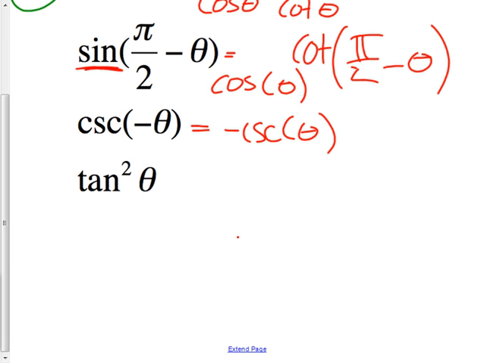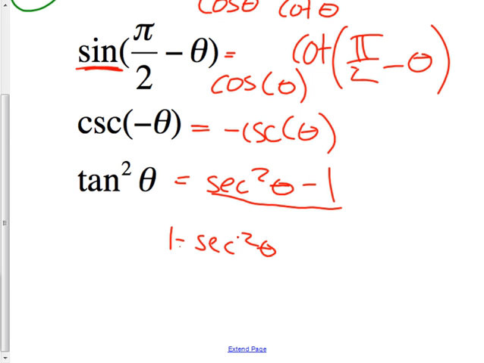Tangent squared. Should have gotten secant squared theta minus 1. Someone last hour asked if this was equal to saying 1 minus secant squared of theta. And the answer is no, because here the secant's negative and here the 1's negative. So you have to make sure it's secant squared theta minus 1.